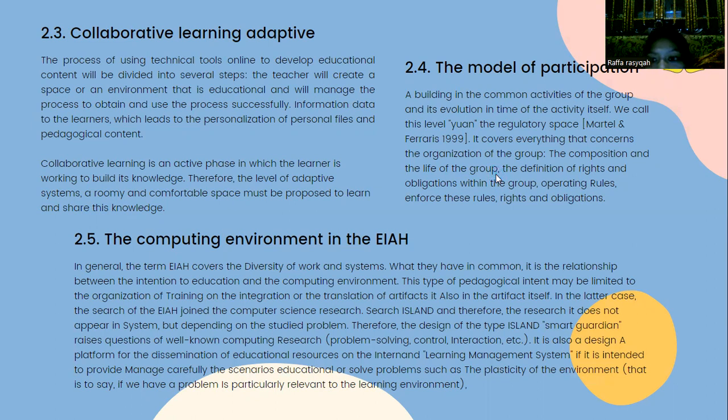2.4, the model of participation, building in the common activities of the group and its evolution in time of the activity itself. We call this level U1. The regulated space, Martel and Ferrari, 1999. It covers everything that concerns the organization of the group, the composition and the life of the group, definition of rights and obligations within the group, operating rules, and verse these rules, rights and obligations.